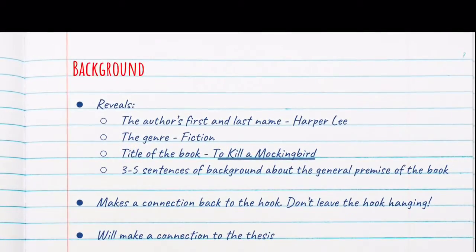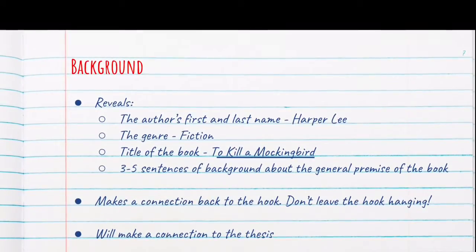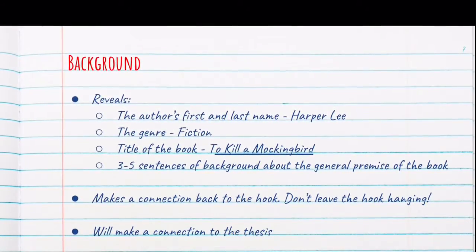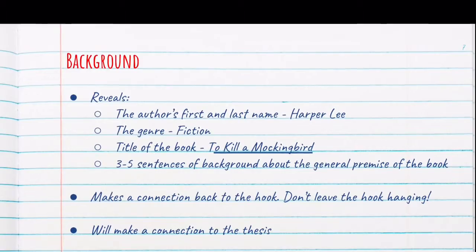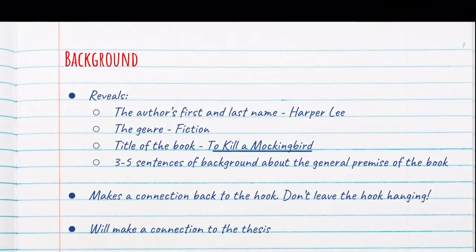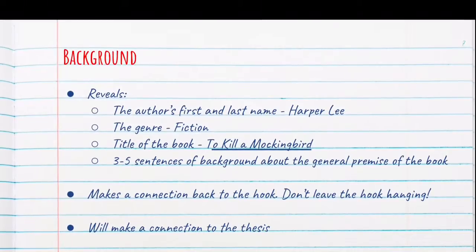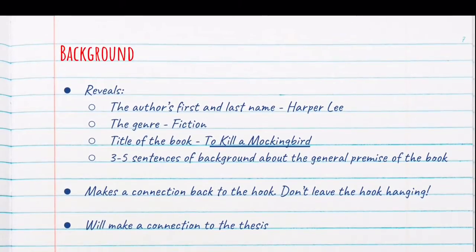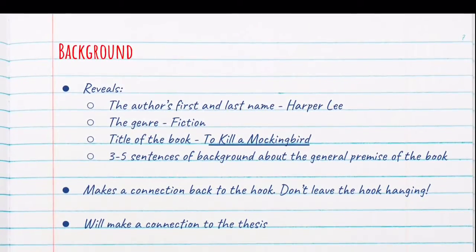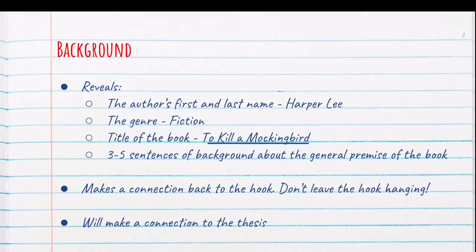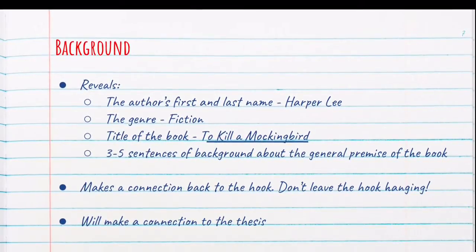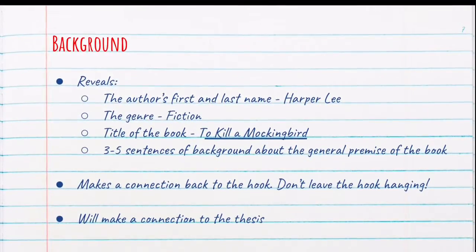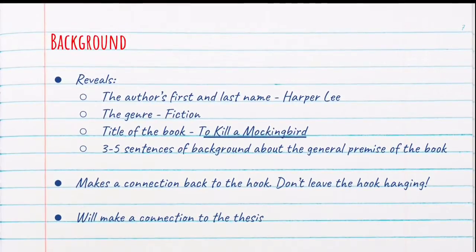Now that we have the perfect hook, let's move on to our background. We need to make sure that we reveal the author's first and last name, which is Harper Lee, the genre, which is fiction, and the title of the book, which is obviously To Kill a Mockingbird. You need to include at least 3 to 5 sentences of general background about the book. Make sure that in the background somewhere you make a connection back to your hook, whether it's a phrase or a word, so that the hook isn't left hanging. And you'll also want to make sure that your background connects to your thesis. So if your thesis mentions characters' names, make sure you explain who they are in the background so when we get to the thesis, we know who they are. Go ahead and check your background now.